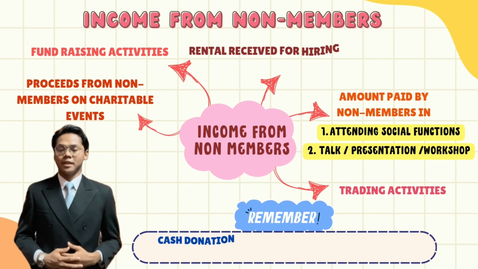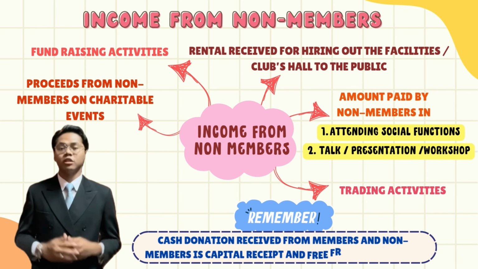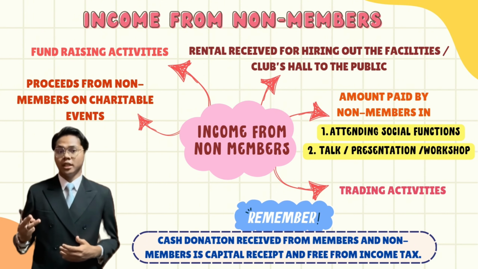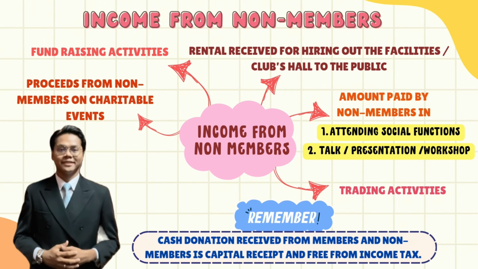Next, income from non-members. Non-members are those persons who are not entitled to vote at the general meeting of the club and society. Any dealing with non-members with regard to the following is treated as business income. First, fundraising activities. Second, rental received for hiring out of the facility or club hall to the public. Third, amounts paid by non-members in attending social functions, talks, presentations, and workshops. Fourth, trading activities. And lastly, proceeds from non-members on charitable events. Remember, cash donation received from members and non-members is a capital receipt and free from tax.